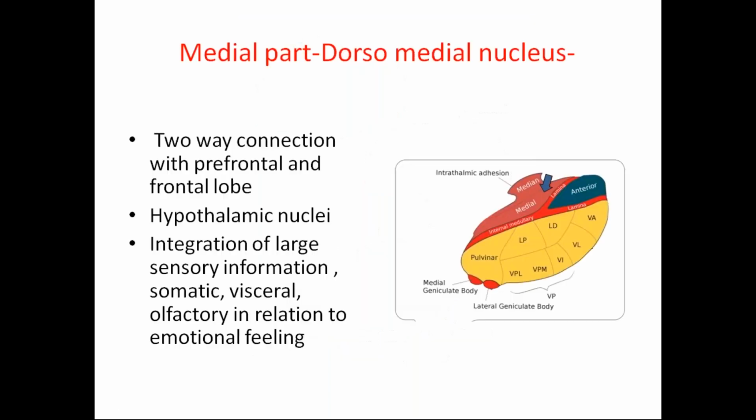So mammillothalamic. Now the medial dorsal has two-way connections with the prefrontal and frontal lobe, that's the motor cortex, and hypothalamic nuclei, that is below the thalamus, for integration of large sensory information, that is somatic, visceral, olfactory, in relation to emotional feelings. So there is an integration of our sensations like somatic sensations, visceral sensations, olfactory sensations to the emotions related to them. You smell something nice, you eat some good food, these are all sensory stimuli.